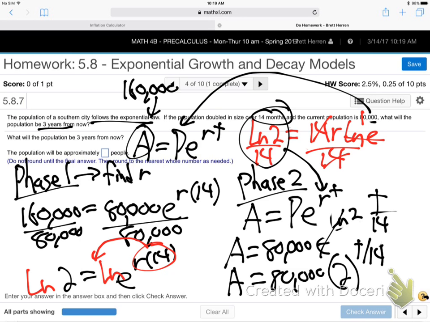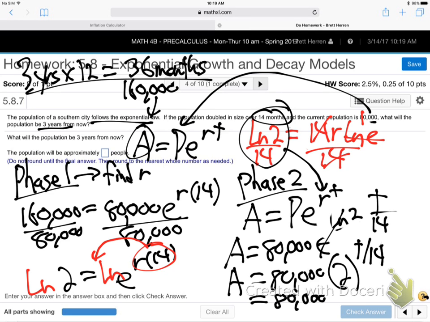So, okay, 3 years times 12, 36 months. So that means take that 36 and plug in. I'm just running out of room in a hurry here. So it's going to equal, plug in 36, 80,000 times 2 to the 36 over 14 power. Does that make sense? Time is 36 months, 3 years. And then just hit the buttons on the calculator.